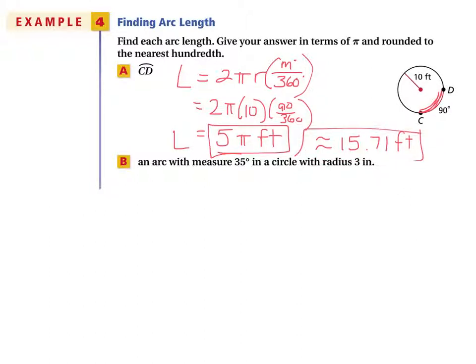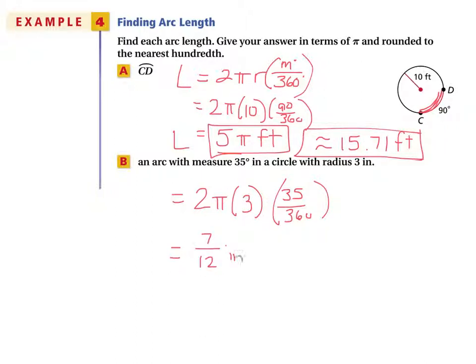All right, our next and last example. An arc measure with 35 degrees in a circle with radius 3. So 2 pi times radius 3 multiplied by 35 degrees divided by 360. That would give us 7/12 inches, which is approximately 1.83 inches.